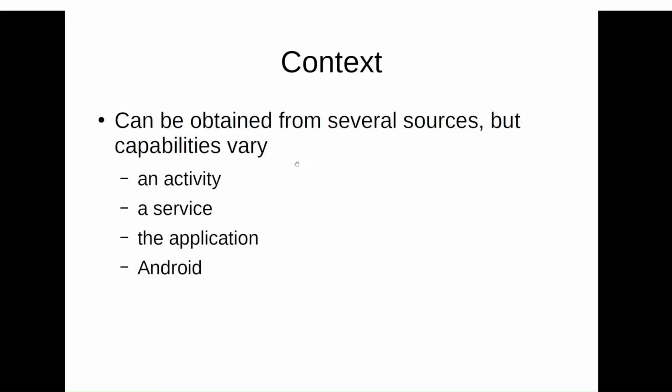Additionally, the service class, which is something we will see in a subsequent lecture, is also a source of context in a manner very similar to the way an activity is a source of context, in that service class is an indirect descendant of the context class.